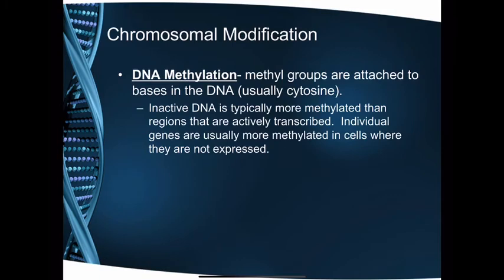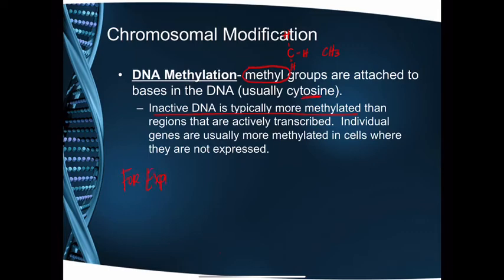Now, another thing similar to acetylation is DNA methylation. So we talked about methyls in biochemistry when we did our functional groups. A methyl group is a CH3. That's what the functional group methyl looks like, okay? And so methyl groups are attached to bases, usually cytosine, in the DNA, in DNA methylation. And so what we see here with DNA methylation, inactive DNA is typically more methylated than regions that are actively transcribed, okay?